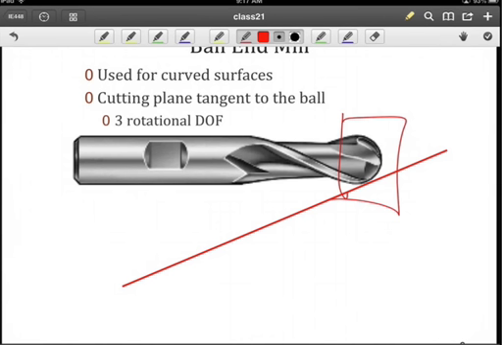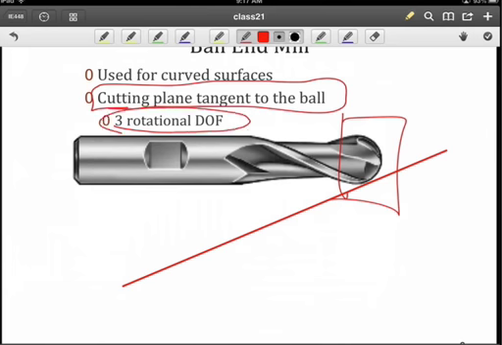And here we have a hemisphere of cutting surfaces so that we can create a cutting plane tangent to the ball end mill. And that allows us to have 3 rotational degrees of freedom. So as you can see here, this line depicting a plane coming into contact with that surface. And of course, we can have an infinite number that are tangent to that. So we can create extremely smooth surfaces in terms of curved surfaces with this tool configuration.